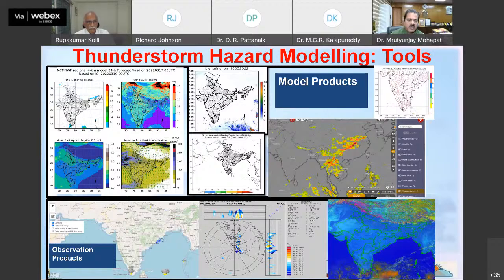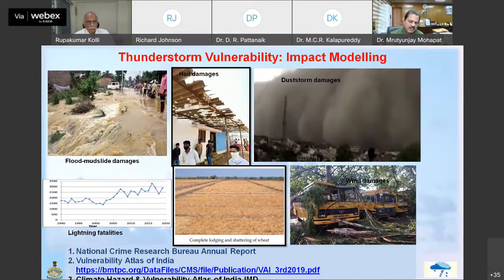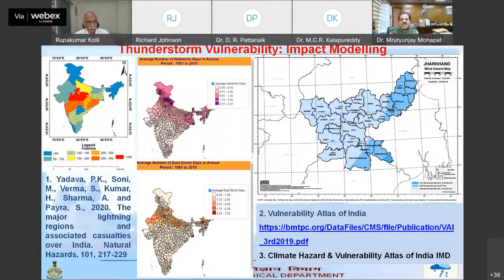So what we do now is that all this information is integrated with the socioeconomic attributes, as shown for the monsoonal heavy rainfall and the cyclones. This is just an example of how dust storms can also have an impact along with hailstorms and floods. And this is another example of what we are doing. We have developed a vulnerability atlas of India at the district level and also at the city-specific level. We have developed the climate hazard vulnerability atlas of India by IMD, as can be seen in this diagram here.